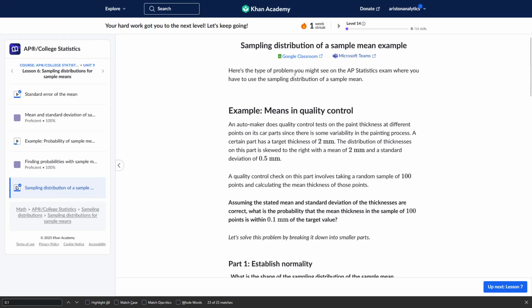Here's a type of problem you might see on the AP statistics exam where you have to use a sampling distribution of a sample mean.